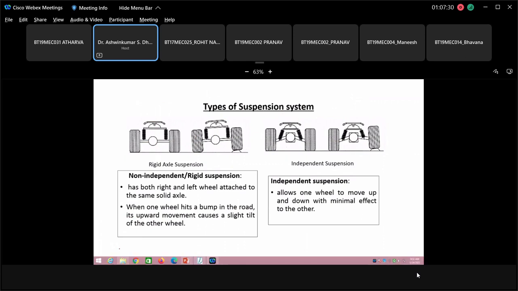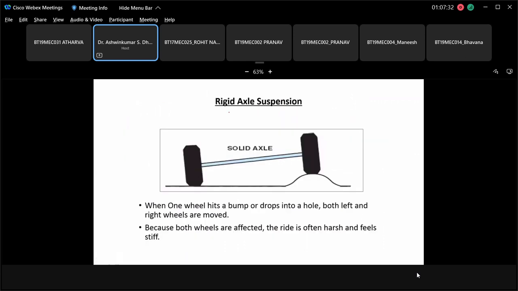So we will further move ahead. Now the rigid axle suspension system, this is the conceptual figure to make you understand when one wheel hits the bump or drops into the hole, both left and right wheels are moved. Because both the wheels are affected, the ride is often harsh and feels stiff. So usually in old vehicles, specifically in Jeeps, you will find this kind of suspension system. Even in old trucks, this kind of suspension system was used.